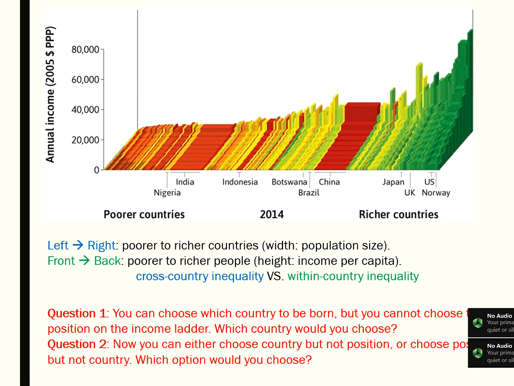Question 2. Now you can either choose country but not position in that country, or you can choose the position but not the country. Then which option would you like to choose? The essence of this question is that would you like to trade the uncertainty of cross-country inequality with the uncertainty of within-country inequality? You can pause me now and think about this question. This lecture is going to discuss issues on inequality and help you with the answers to these questions.